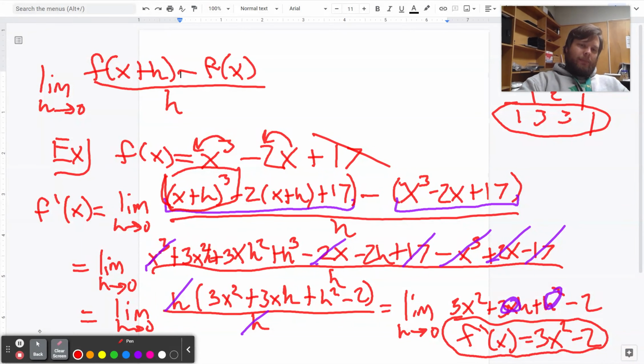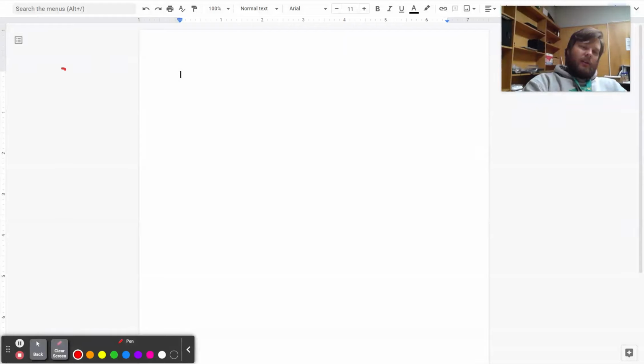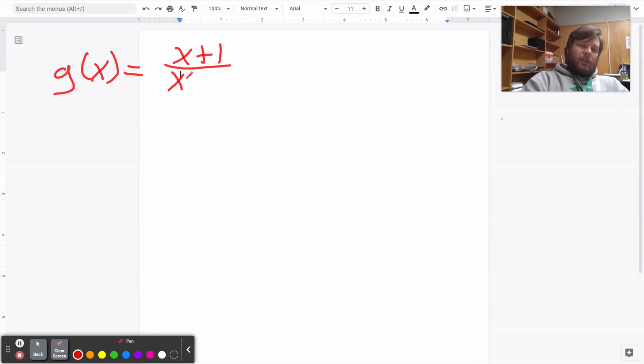The next type of function that I want to look at is rational functions. So let's look at something like x plus 1 over x minus 5. These are a little bit more of a pain, but you can do it.